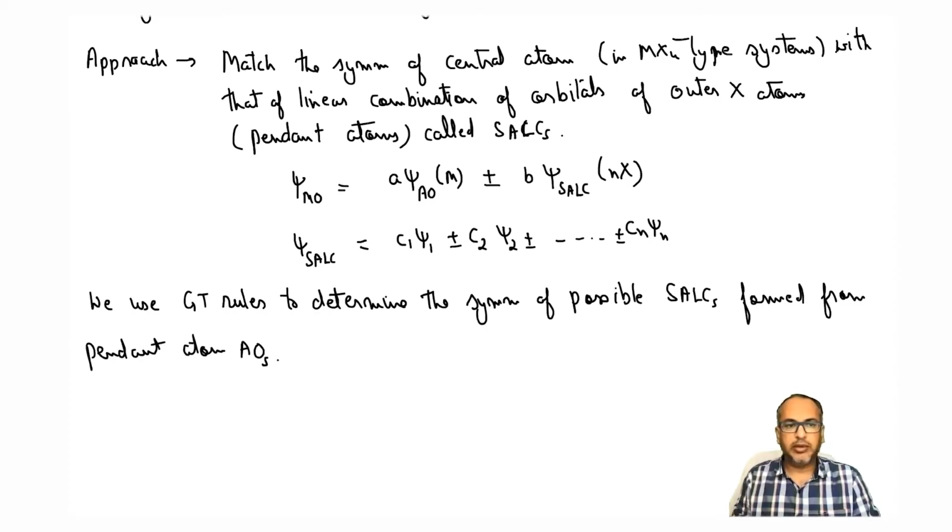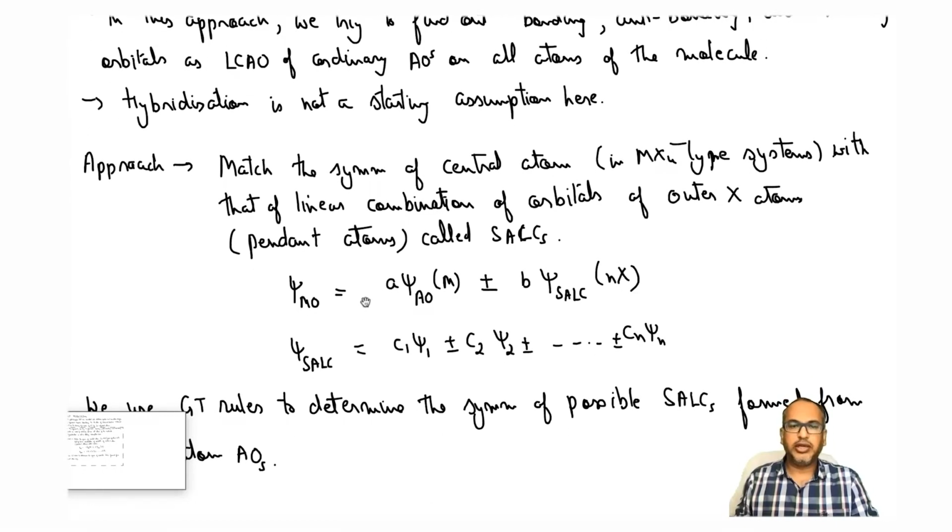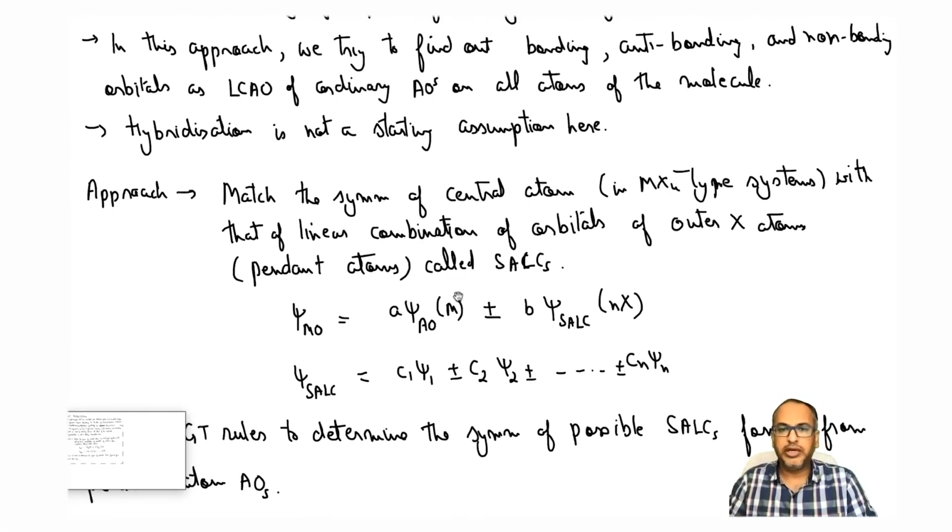So let us again compare this with the valence bond approach. In the valence bond approach, we did not do SALCs like this. Instead, we picked up the atomic orbitals of the central atom, and then we created the hybrid orbitals of those, and then we matched the symmetry of those hybrid orbitals with the atomic orbitals of pendant atoms, right?